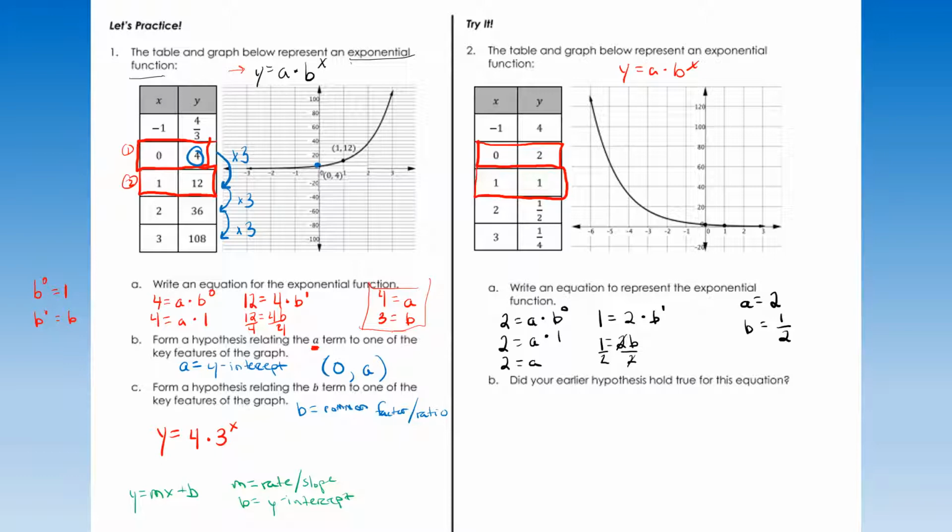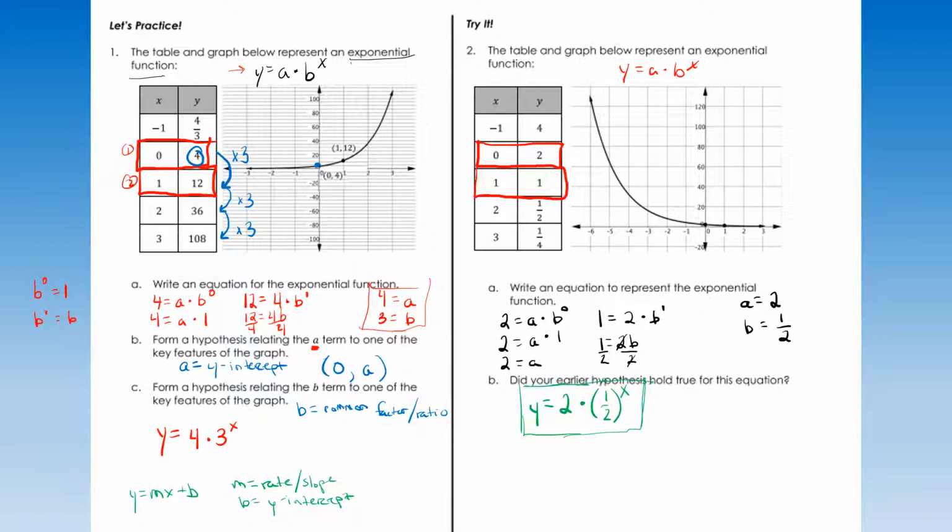Okay. So my final equation, if I write this as my equation here, there we go. All right, so y is equal to a times b to the x. So y is equal to, now I know a is 2, times b, which is 1/2, to the power of x. So this should be my equation.